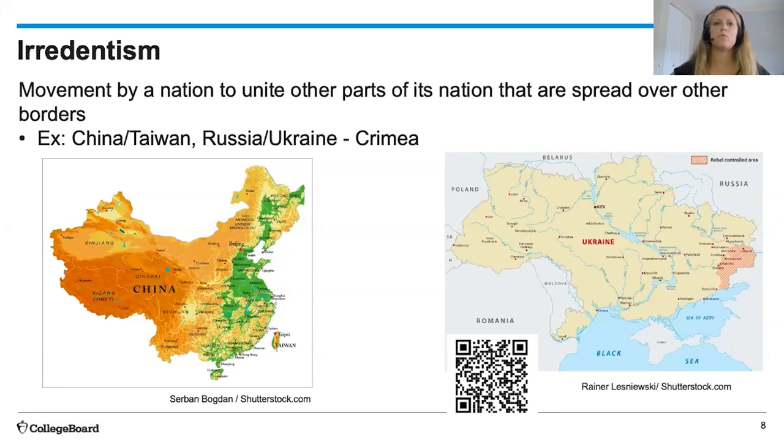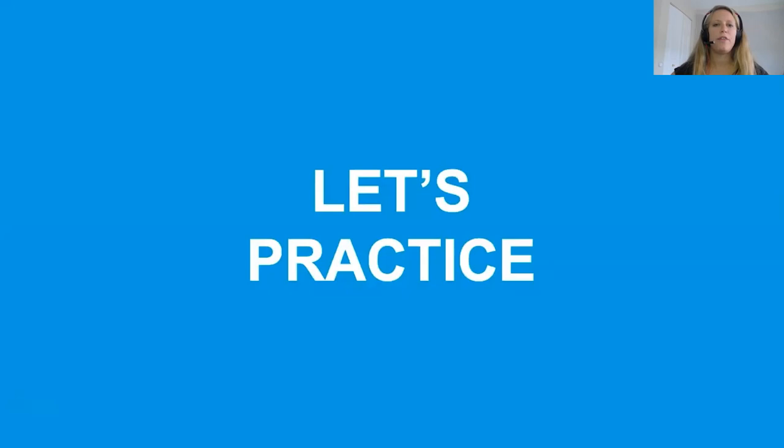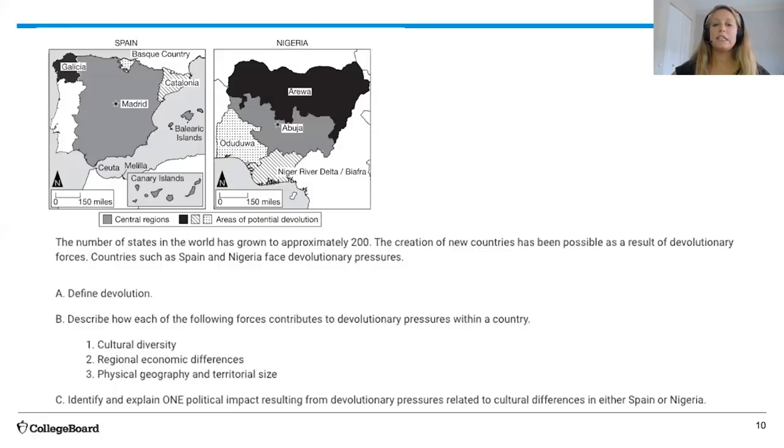Another similar example is Russia's claim over Crimea in Ukraine. You can scan that QR code to watch a video that explains that a little bit more, but very similarly, it can obviously cause some kind of devolutionary pressure in Ukraine or Russia. So let's practice this with a FRQ. This is the same FRQ that we looked at last time, and it's a complicated one, so if you want to pause it, look at the maps a little more. This one's a tough question for sure.